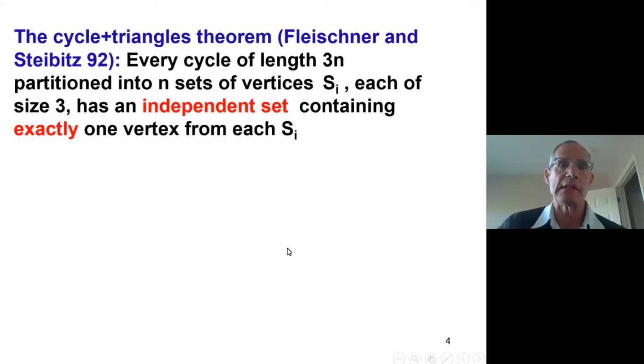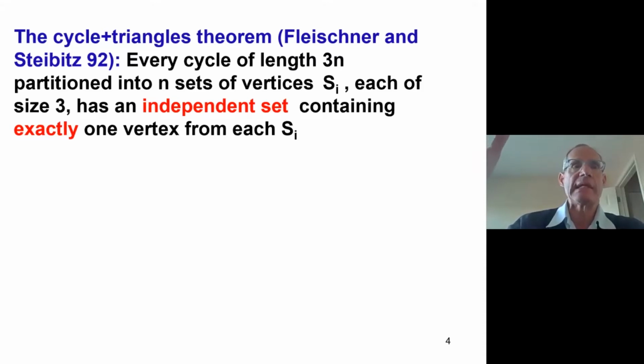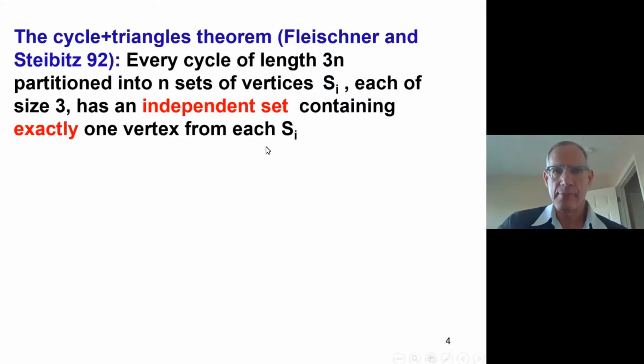This is called the cycle and triangles theorem of Fleischner and Stiebitz. It says that whenever we have a cycle of length 3n, and it is partitioned into n sets of vertices, each of size 3, so you can view it as placing n triangles on top of the cycle. That's why it's called the cycles and triangles. Then there is always a fair independent set, an independent set containing exactly one vertex from each triangle. So in this sense, it is fair.